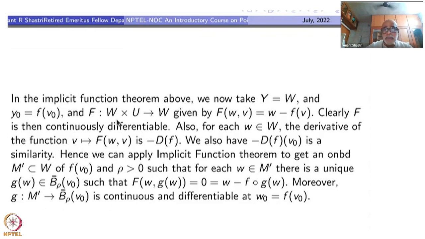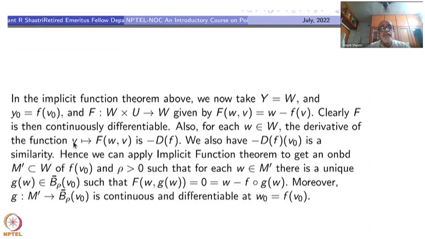Now, you take capital F from W cross U to W. In fact, some neighborhood of Y naught and V naught I should take in W. But I can define this map from the whole of W cross U to W, given by F(W, V) is W minus F(V). Very simple function. Okay, capital F. This is what we are going to apply the implicit function theorem for.